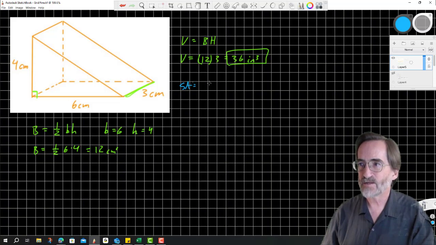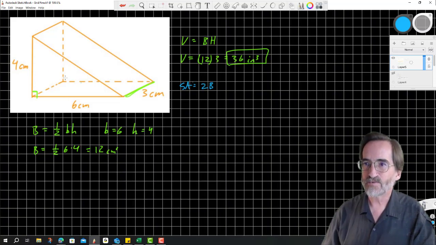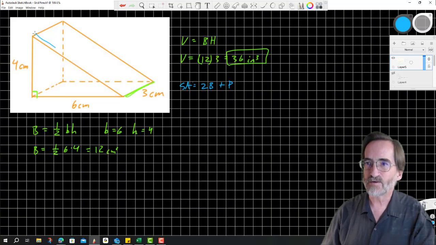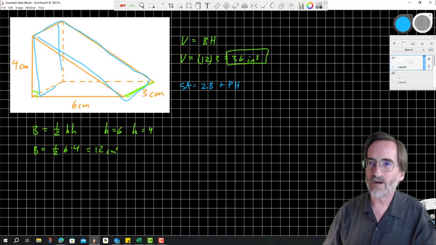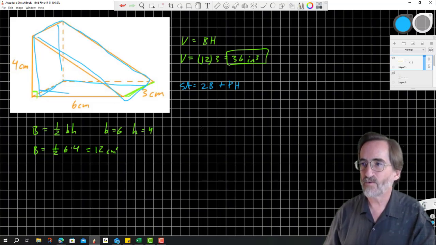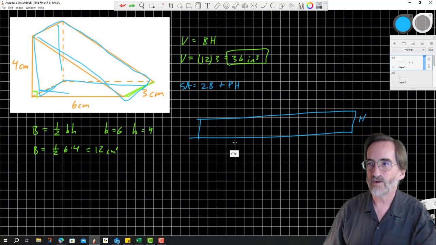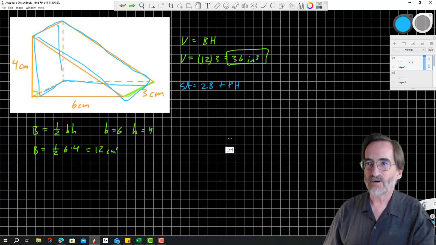Surface area is 2 bases, that's the front and the back, or the top and the bottom, however you look at it, plus the perimeter, the distance all the way around the triangular base, times the height. If you take all the lateral edges and combine them together, cut them out and string them together, you get one big long rectangle whose height is the height of the prism and whose width is the perimeter. So that's the idea behind that.